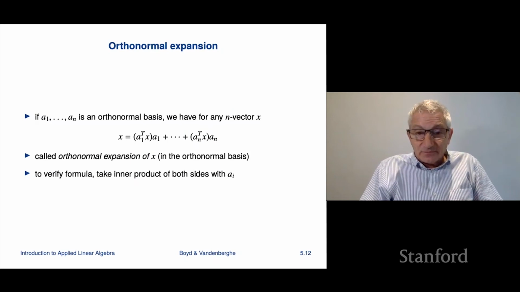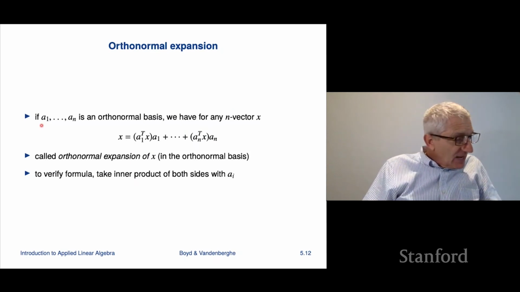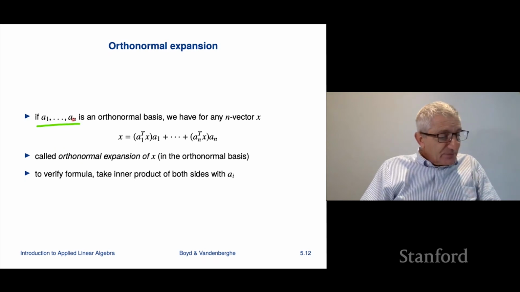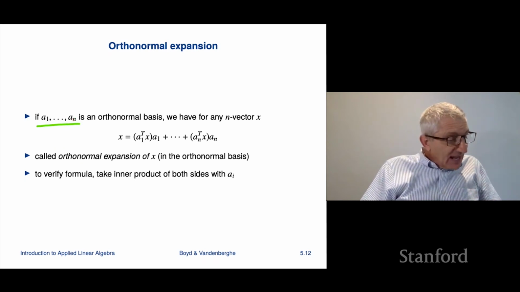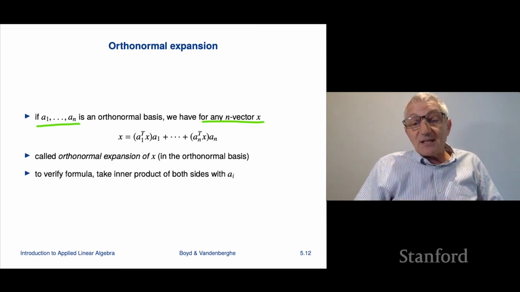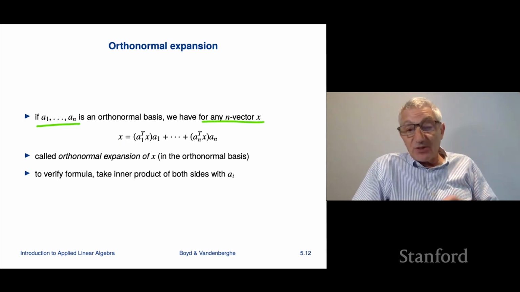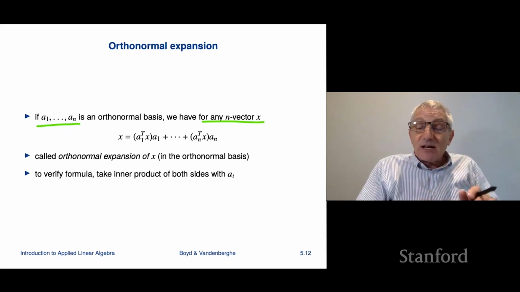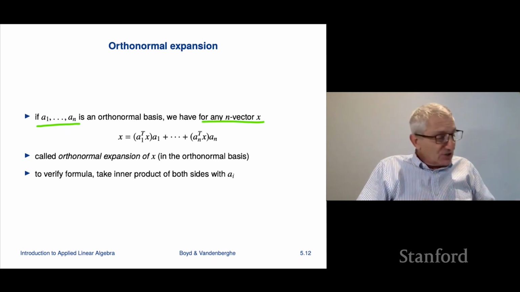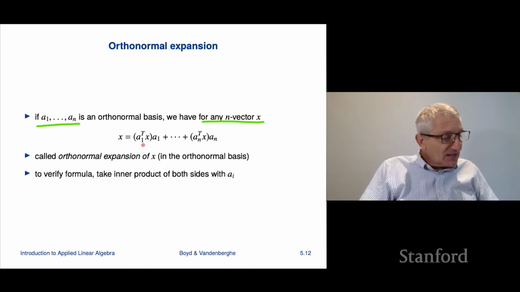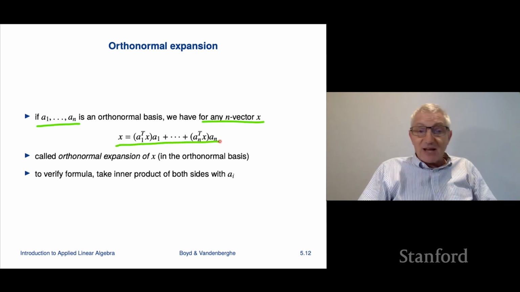This brings us to the concept of an orthonormal expansion. Suppose I have an orthonormal basis, A1 through AN. Then it says the following. For any n-vector x, I can write it this way. Now, we knew because it was a basis, we could write it as a linear combination of A1 through AN. We knew that. But now we're going to be super specific about what the coefficients are. They are, in fact, the inner product of A1 and x, all the way up to the inner product of AN and x. So this is what we call the orthonormal expansion of x, in some orthonormal basis.